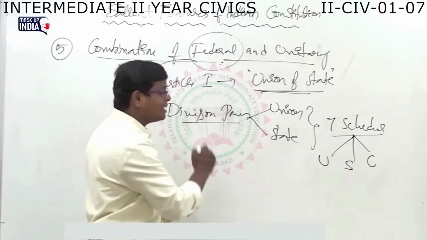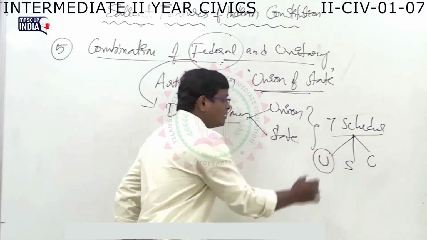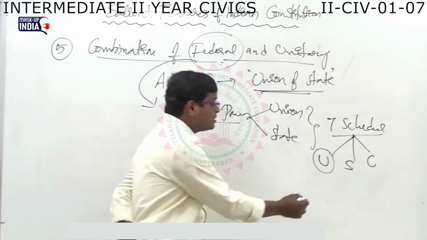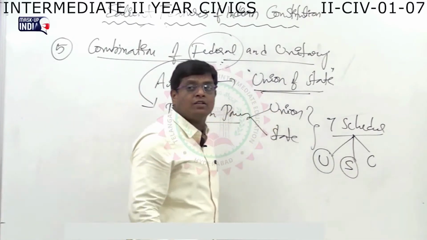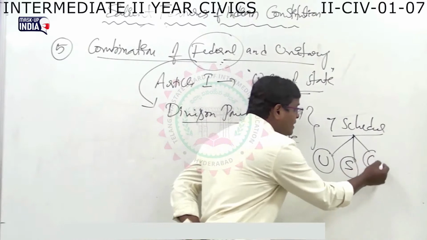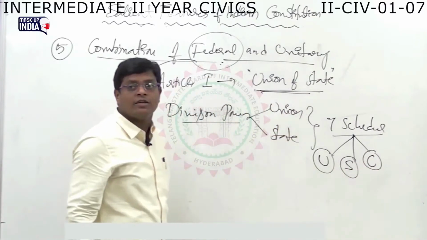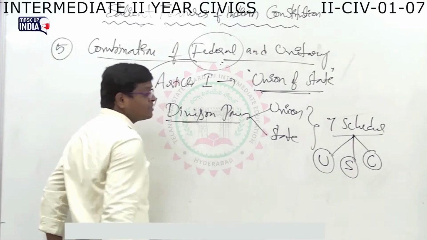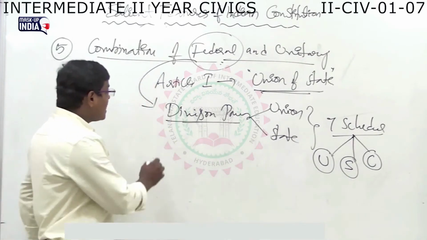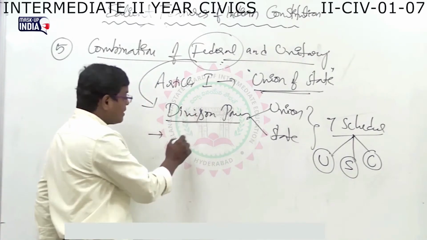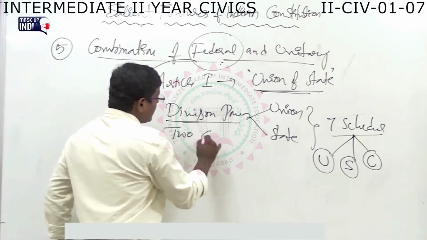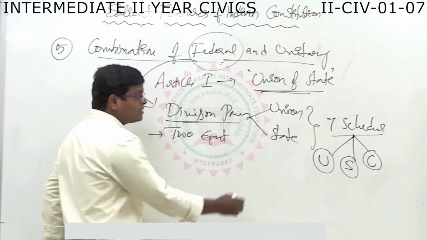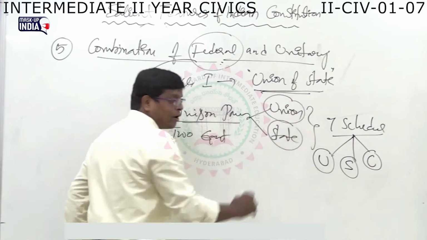Here the powers are divided. On the union list, the union government enjoys the powers. On the state list, the state government enjoys the powers. On the concurrent list, both the union and state enjoy the powers. That's why the division of powers exists in India. At the same time, there are 2 governments: union government and state government.